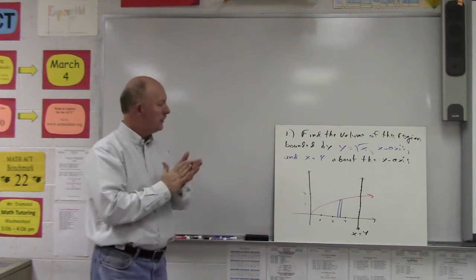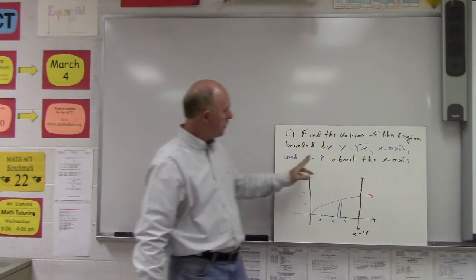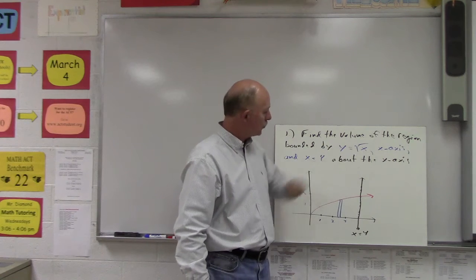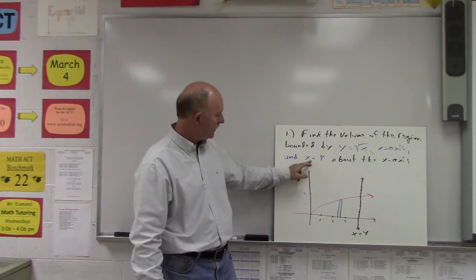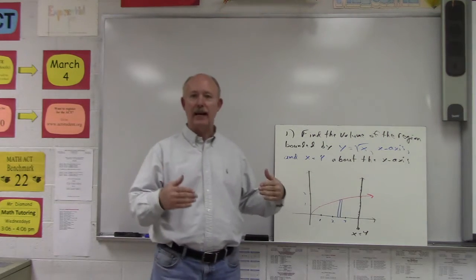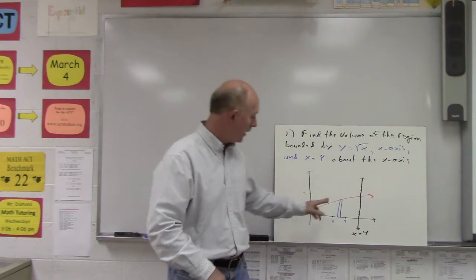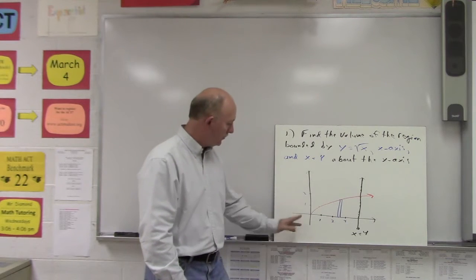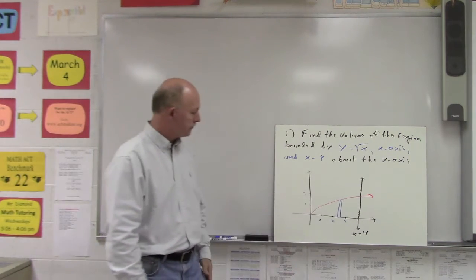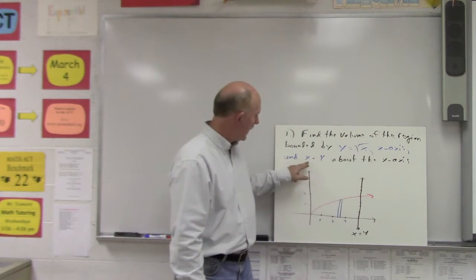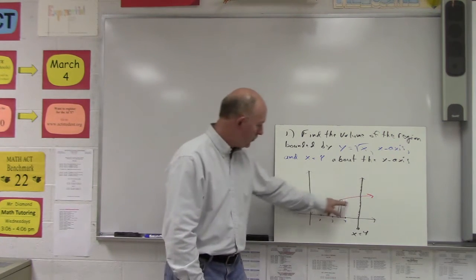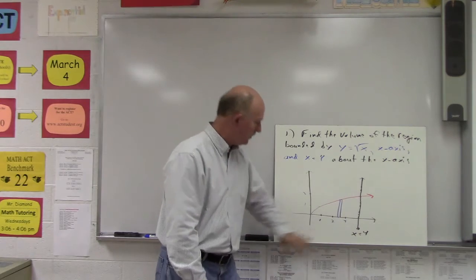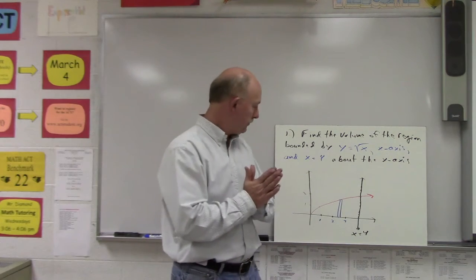Okay, problem number 1. See if we can find the volume of the region bounded by the graphs of y equals the square root of x, the x-axis, and the line x equals 4, about the x-axis. So we're going to rotate this about the x-axis. When I draw my representative rectangle, you can see this is the graph of the square root of x. This is the line x equals 4, a vertical line. And you can see this region right in here. So we're going to rotate this about the x-axis.